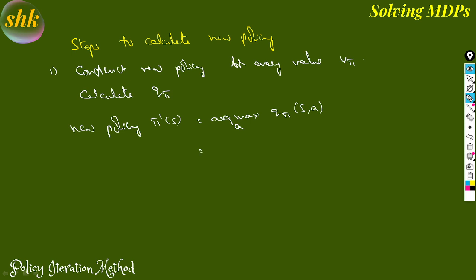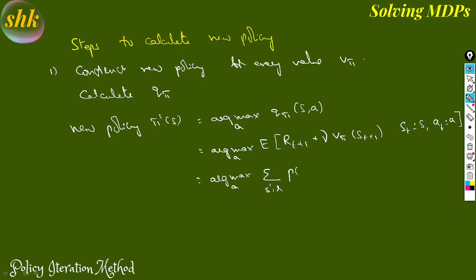So this we can write by substituting the value function q of S, A. We can rewrite this expression as arg max of A, the expected value of r of t plus 1 plus gamma times v pi of s of t plus 1, where s t is equivalent to a particular state S at time t, and the action is equivalent to A. We can rewrite this as arg max over all the actions of the summation over S dash comma R of the probability of changing state to S dash with a reward of R from a state S and action A, multiplied by the current reward R plus a discount factor gamma times V of S dash.